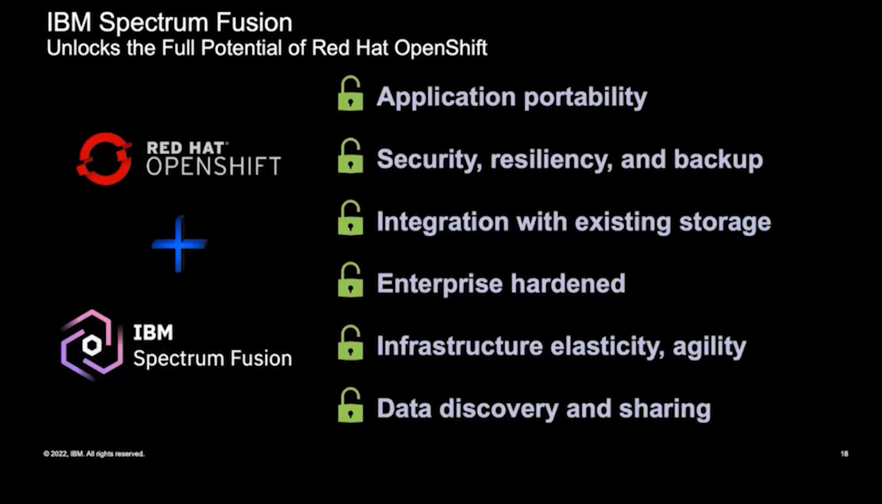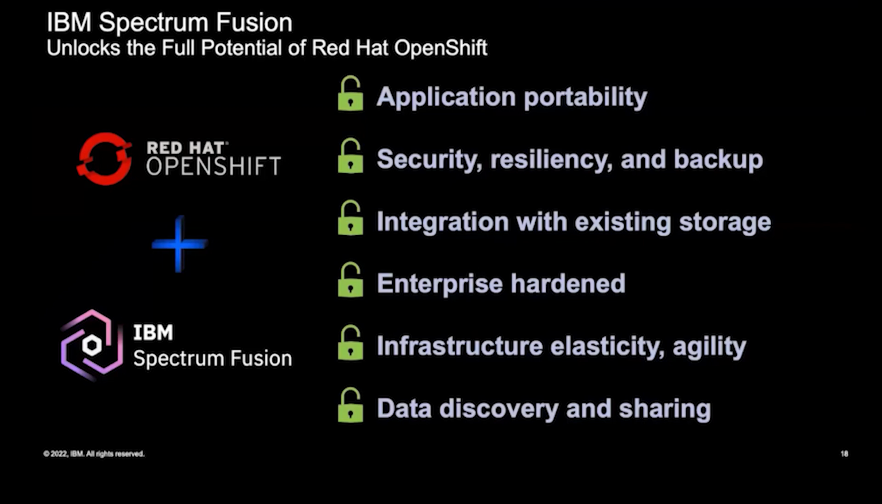In conclusion, IBM Spectrum Fusion HCI is the ideal platform for unlocking the full potential of Red Hat OpenShift. It provides application portability for enterprises that require data mobility between hybrid multi-cloud environments to allow maximum flexibility and app portability. Security, resiliency, and backup come from enterprise-grade high availability and disaster recovery, supporting hybrid cloud stateful workloads, combined with consistent security management from edge to core to cloud.